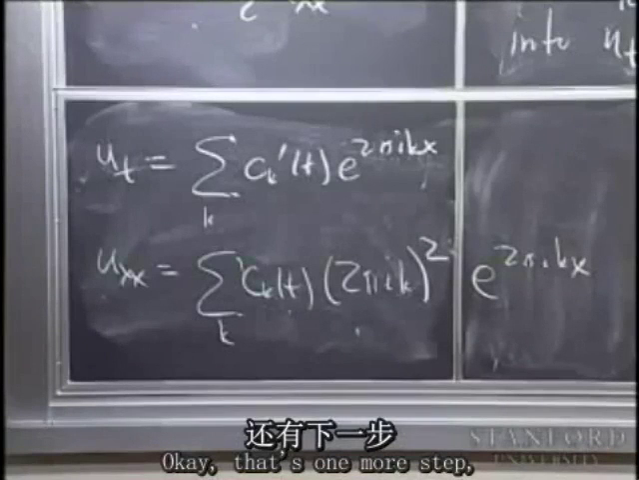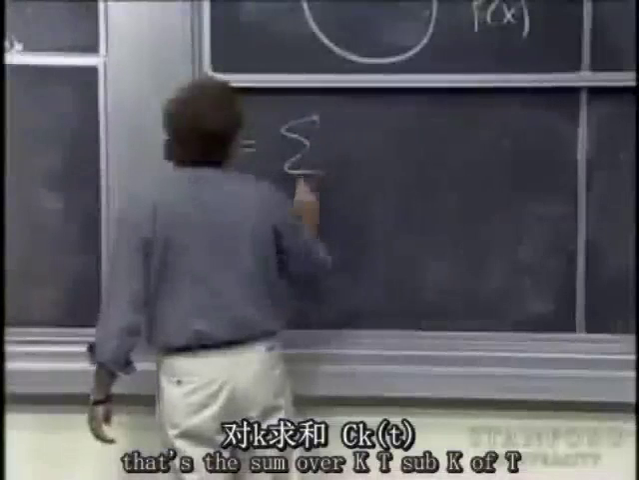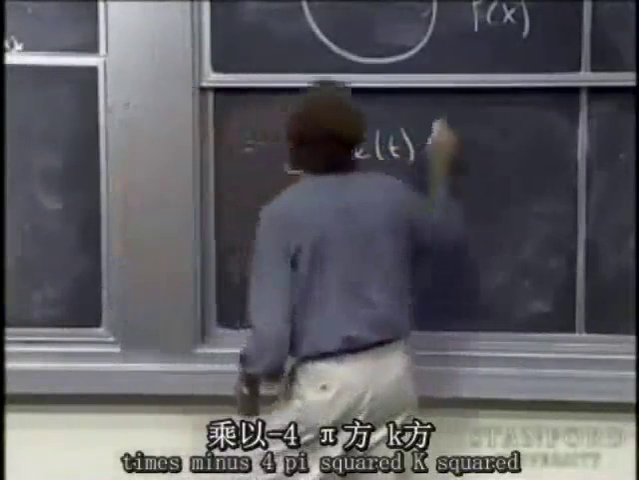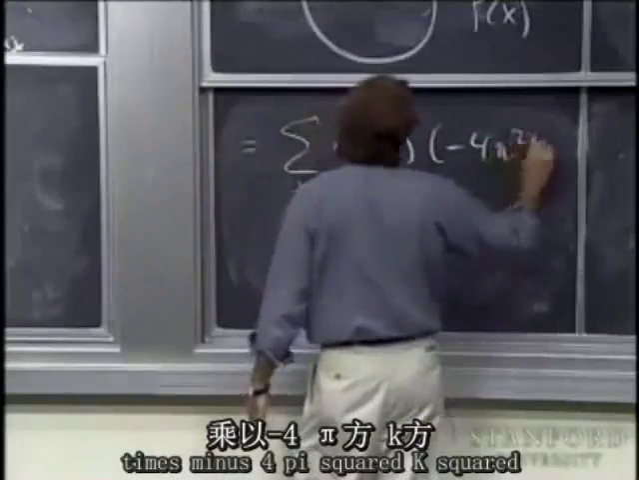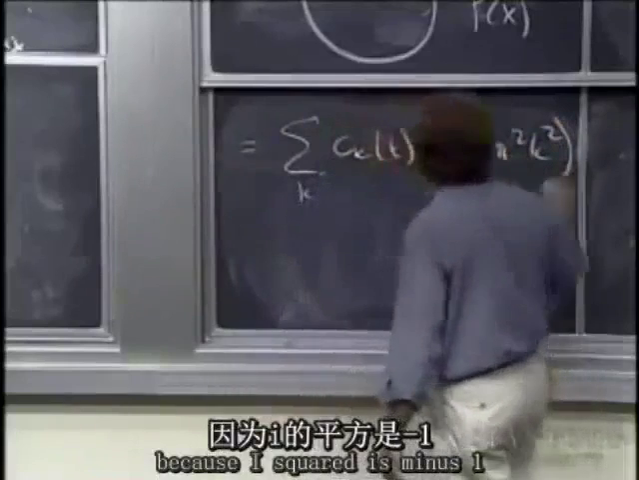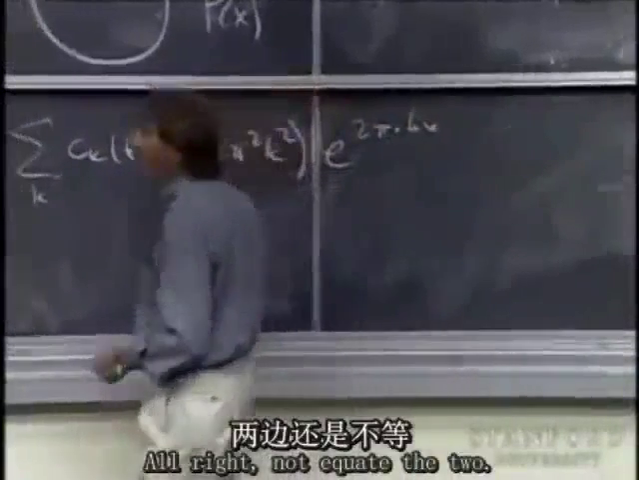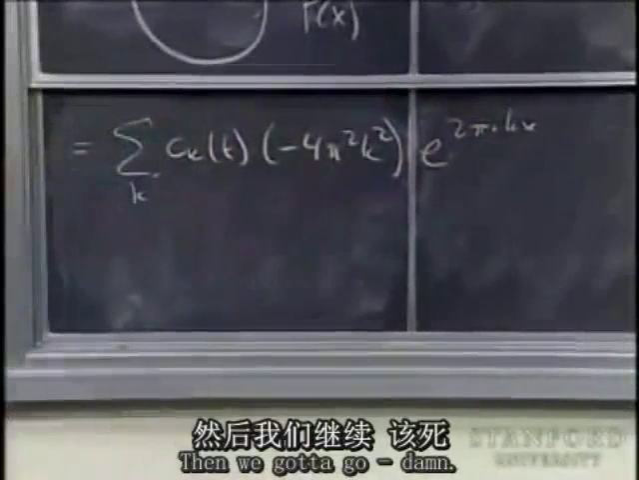Okay? So to carry this out one more step, that's the sum over k of c_k of t times minus 4 pi squared k squared, because i squared is minus 1, times the complex exponential, e to the 2 pi i kx. All right? Now equate the two.